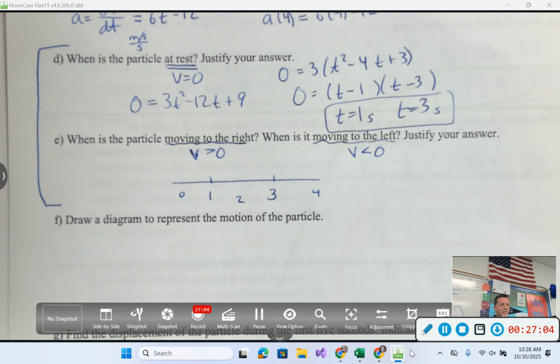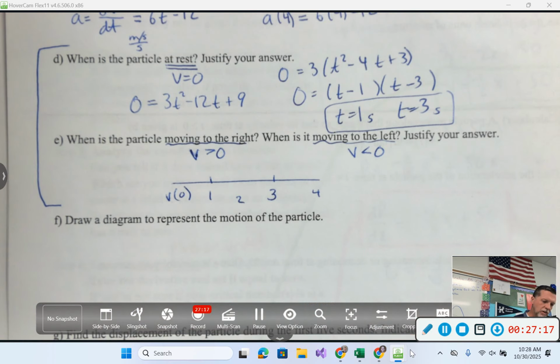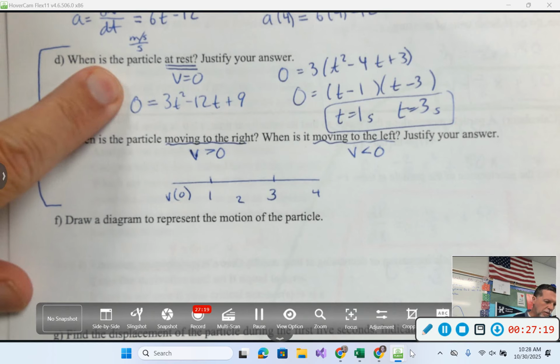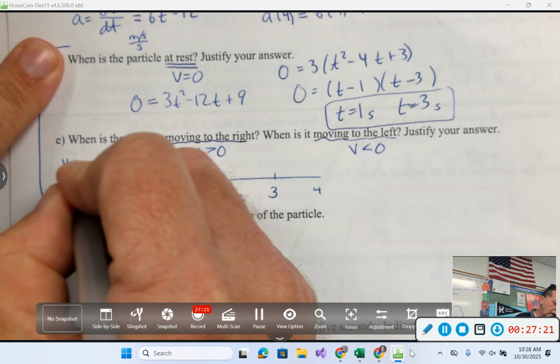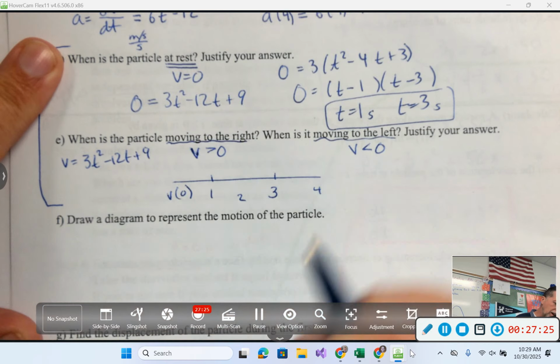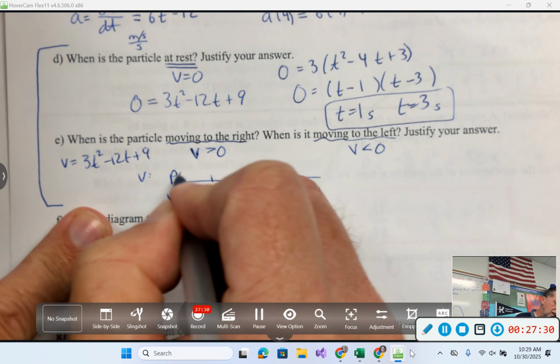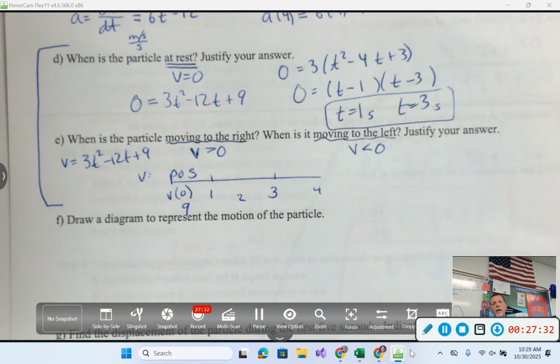Now we got a position equation and we got a velocity equation. Where am I plugging 0, 2, and 4 in? Velocity, because I want to know the direction that things are going. So V of 0. Where did my V equation go? I'll rewrite it right here: 3t squared minus 12t plus 9. So V of 0, that's super easy. That's 9. So V is positive when we're less than 1.